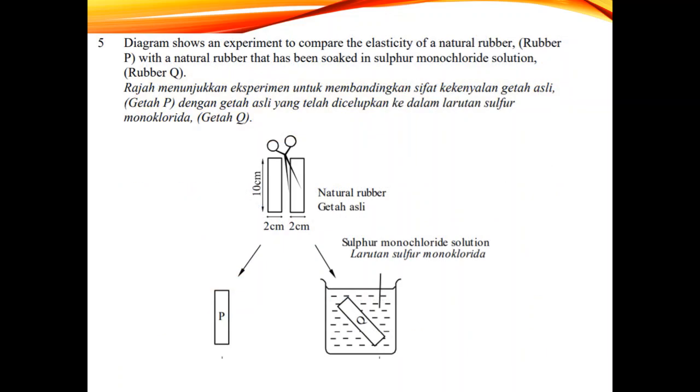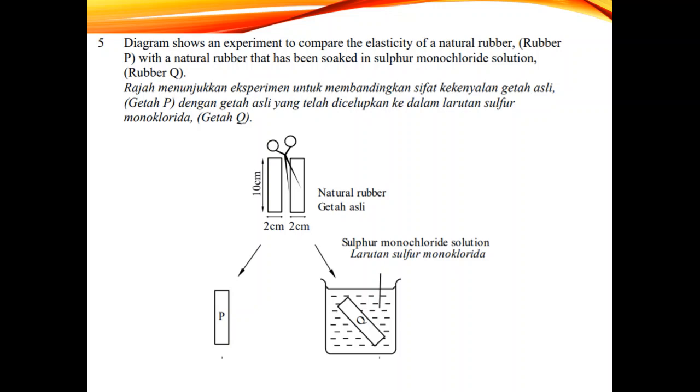Next, we continue with question number 5. The diagram shows an experiment to compare the elasticity of natural rubber, rubber P, with a natural rubber that has been soaked in sulfur monochloride solution, which is rubber Q. At first, the initial lengths are the same. Both have 10 cm of the natural rubber.